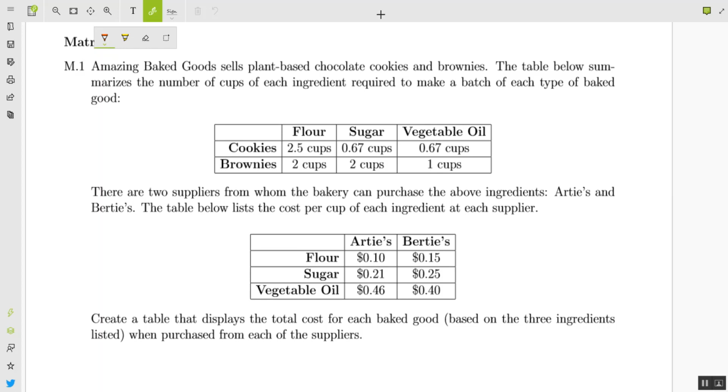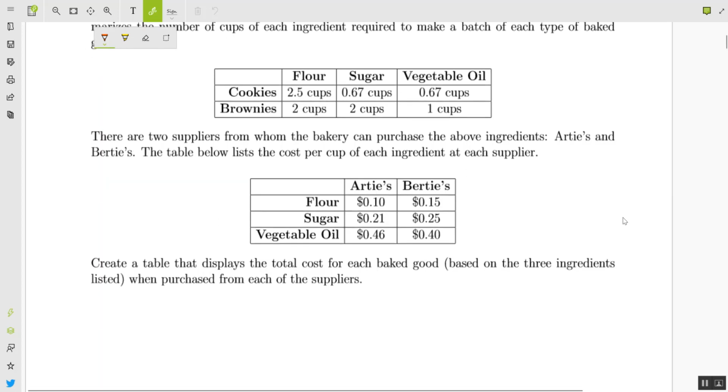Let's create a table that displays the total cost for each baked good based on this. There's a bad assumption we're making with this in that when I'm making cookies, I can only buy all of my ingredients from one supplier. Because hopefully you enterprising business students look at this and you're like, well, I need to buy my flour and my sugar from Artie's, because those are both cheaper, and then I'll just buy my vegetable oil from Birdie's. But we're going to pretend you can't do that. You can only go with one supplier for each of these, which is totally not true because I made up this example, and that's where we're at.